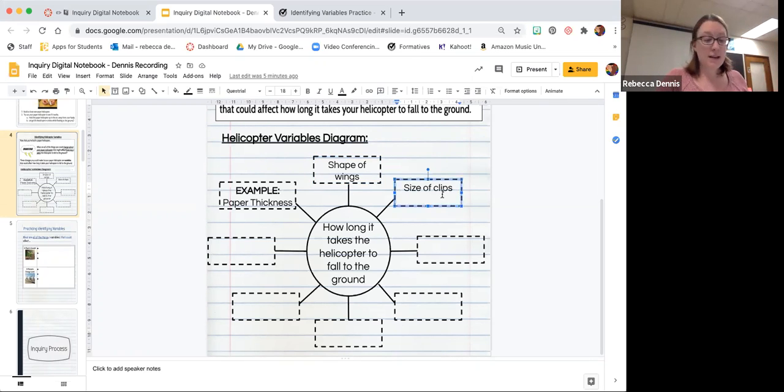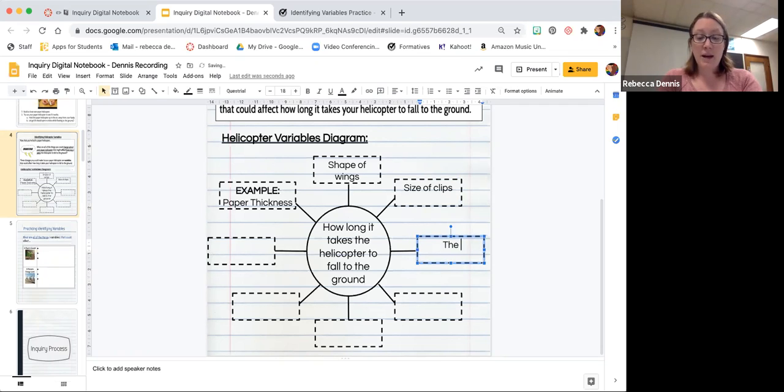The size of the clip. So if we started with no paper clip, maybe a small paper clip and a big paper clip, or a hairpin, which is much smaller, having a different size weight or clip at the bottom might make a difference on how fast it falls. Let's go ahead and fill in a few more. During class, I'm going to ask for your ideas, and here are some of the ones that came up.